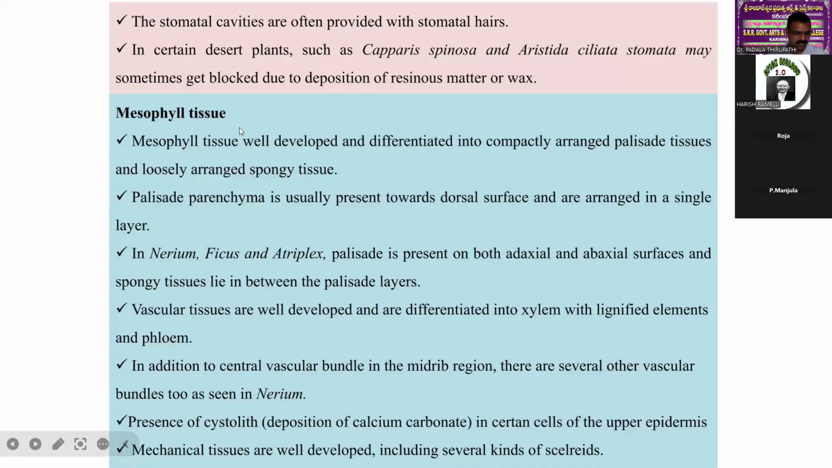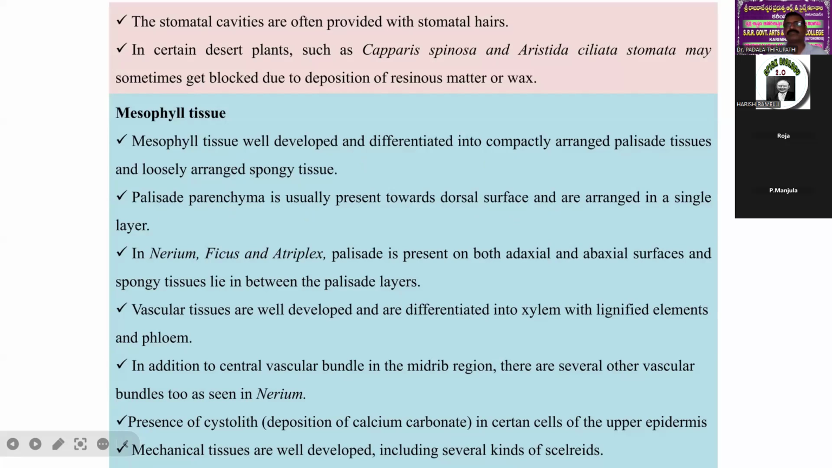reduce transpiration. Next one is the mesophyll tissue. So here, well-developed mesophyll tissue is differentiated into compactly arranged palisade tissue and loosely arranged spongy tissue in the leaves. So the palisade parenchyma is generally present towards the dorsal surface and arranged in a single layer.